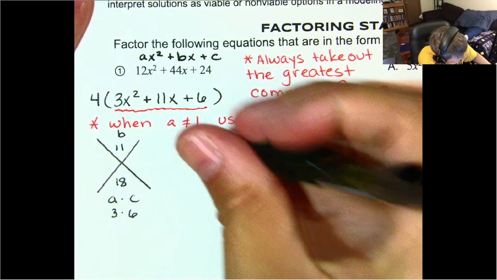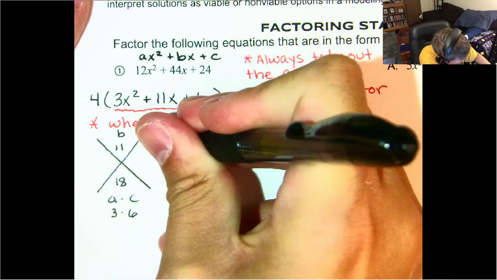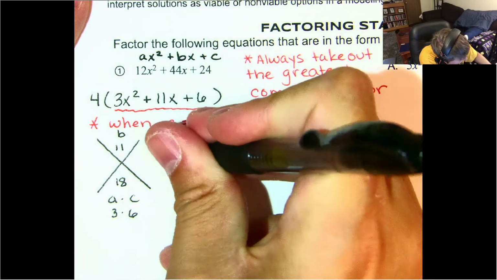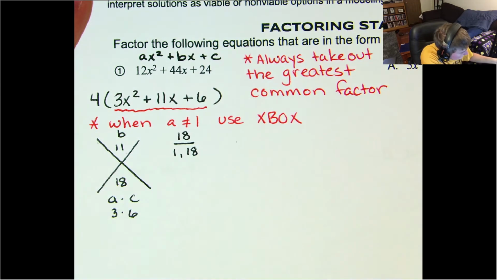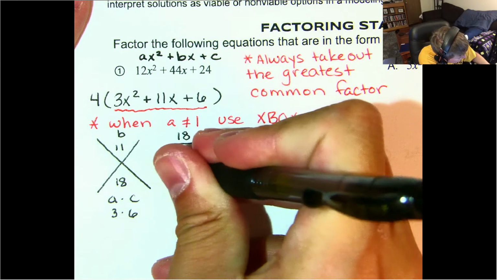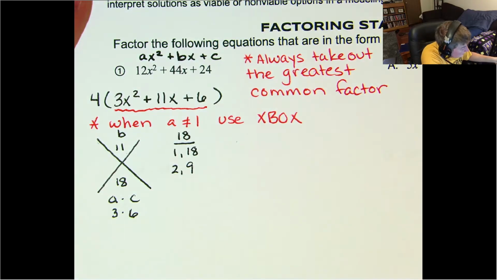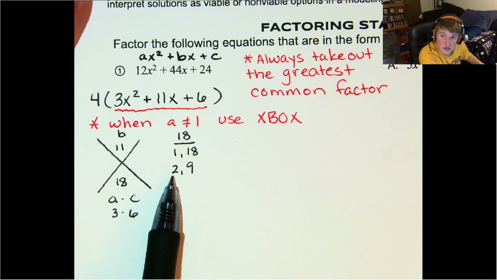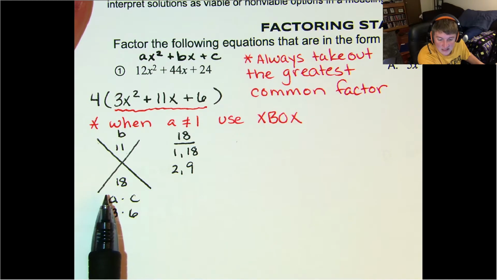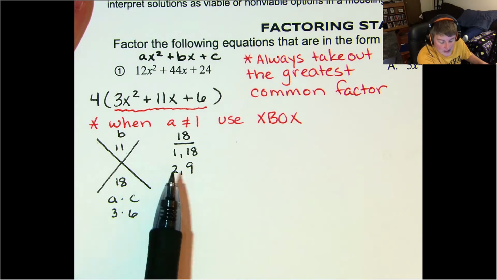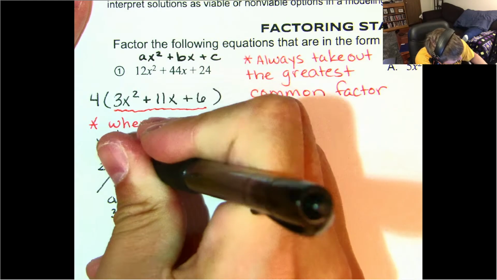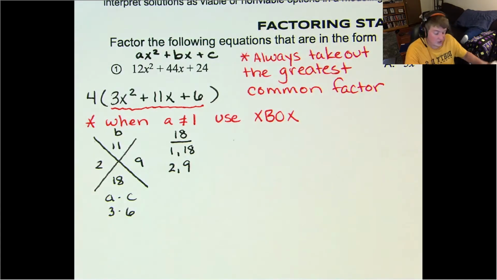So if you don't know, you should start listing the numbers that multiply to 18. So my first combination is 18 and 1. And there's no way that's adding to 11, so I'm going to move on to the next one, which is 2 and 9. Well, this does work, because if I go 2 times 9, that's 18, and if I go 2 plus 9, that's 11. So I'm going to put 2 and 9 here, and those are completely interchangeable.